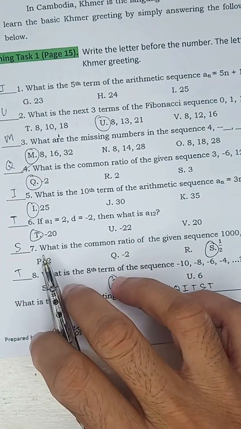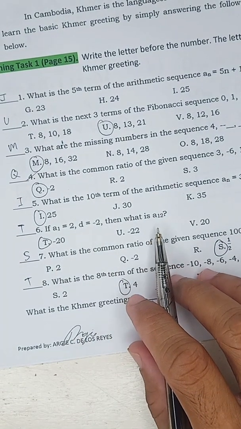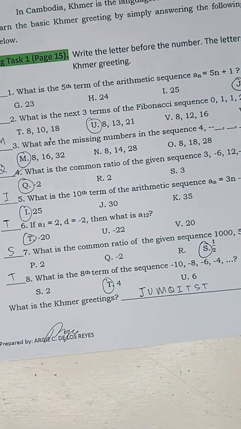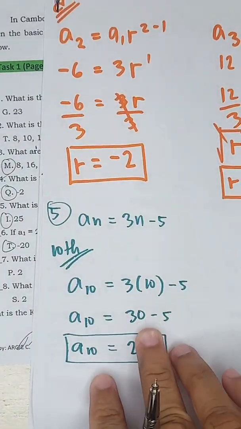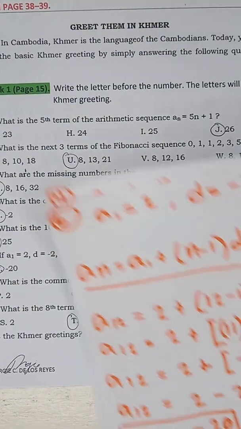Number 6, if a sub 1 is equal to 2, d is equal to negative 2, then what is a sub 12? Ano daw yung pang 12 term? So here is our solution. Number 6.